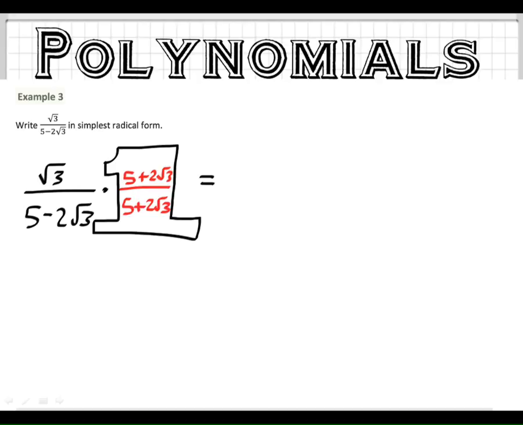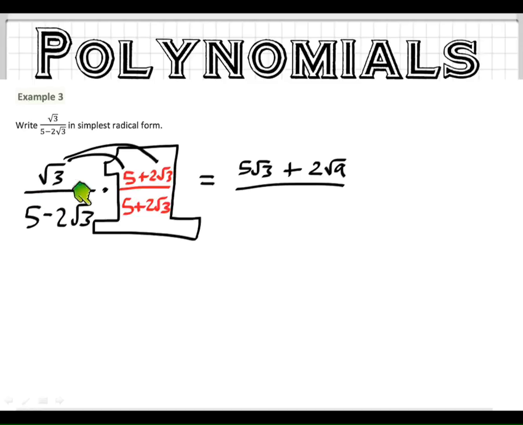So here we have to distribute. We have to go rad 3 times that and rad 3 times that. So rad 3 times 5 is going to be 5 rad 3. And then we go rad 3 times that guy. It's going to be, is that a plus? Yeah, plus 2 rad 9. Oh, wow, check that out. That's going to go away right there. Okay, we'll get back to that in a second, though.